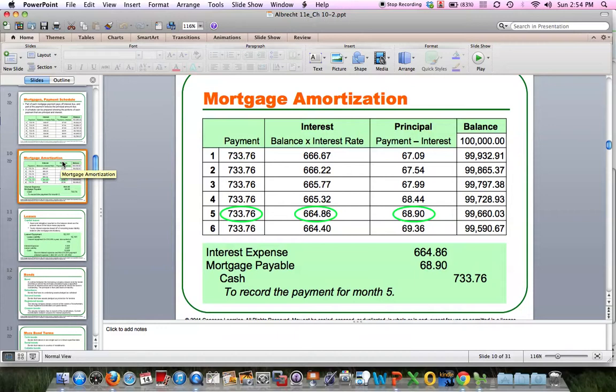Okay, and so to record the journal entry, it's just a matter of pulling out our mortgage table. Of course, we know we have to credit cash every month for the same amount, $733.76. The question each month is how much goes to principal and how much goes to interest expense. And so you can see here we're debiting interest expense based completely on the fact that this is our fifth payment, and you can see how much we dedicate to interest versus the mortgage payable.